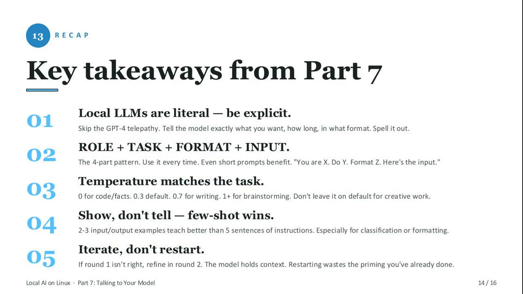So, zooming out on part 7, local models are literal, so be explicit. Lean on the 4-part pattern, role, task, format, input, every single time. Match temperature to the job instead of trusting the default. Show examples rather than piling on instructions. And when something misses, refine in place. Don't throw away the context you've already built.